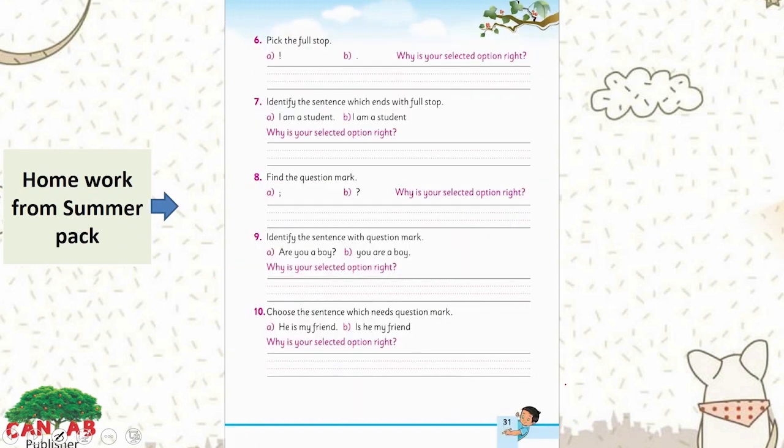This is your homework from Summer Pack, page number 31. It's an activity here. You have to choose the right option for each sentence here. Pick the full stop. You have to choose one of them. Identify the sentences which end with the full stop. Find the question mark. Identify the sentence with question mark. Choose the sentence which needs question mark.